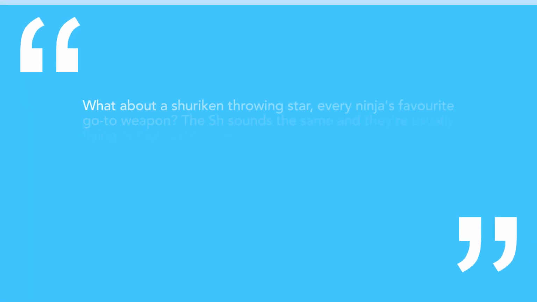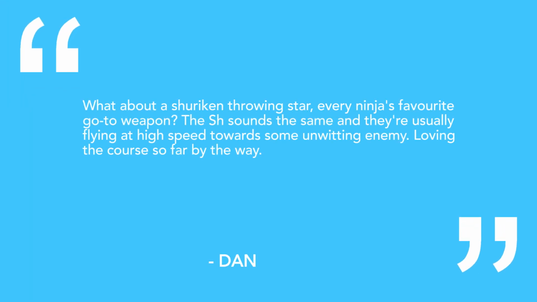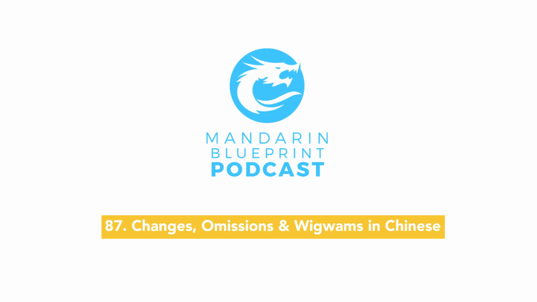He says, what about a shrunken throwing star, every ninja's favorite go-to weapon? The SH sounds the same, and they're usually flying at high speeds towards some unwitting enemy. Loving the course so far, by the way. So that's okay to choose as a particular prop. I think we might have even suggested that later for another prop, but it's fine.